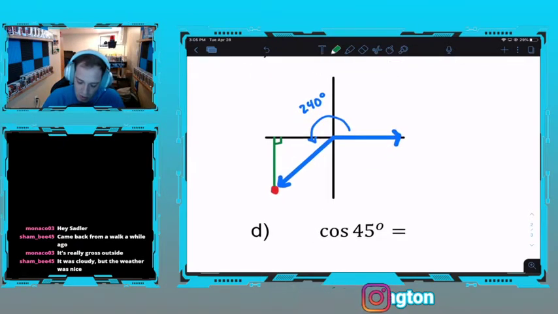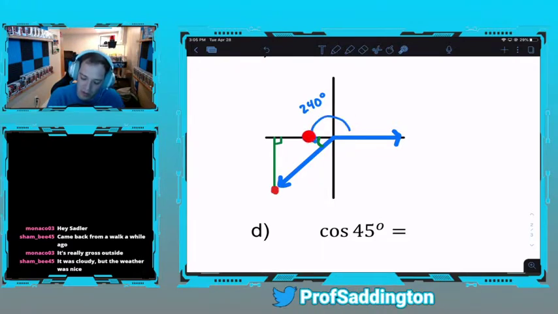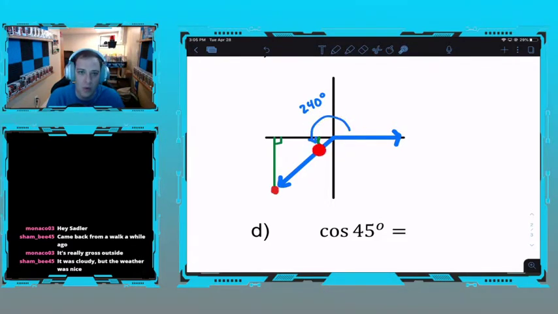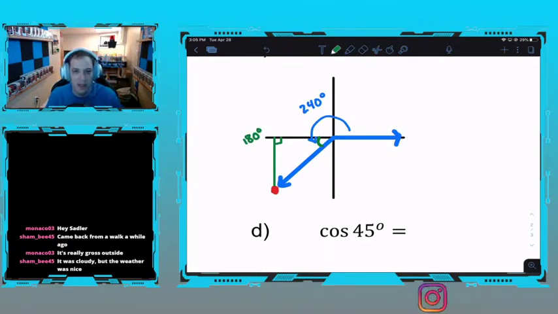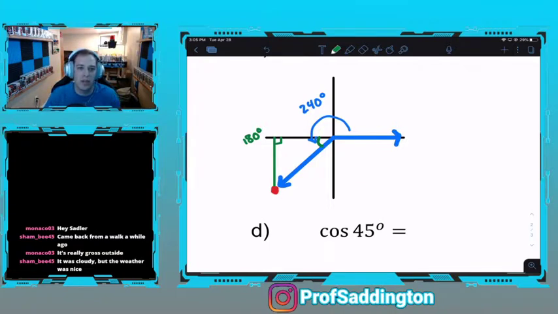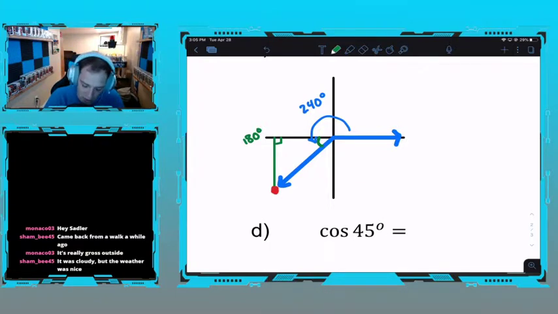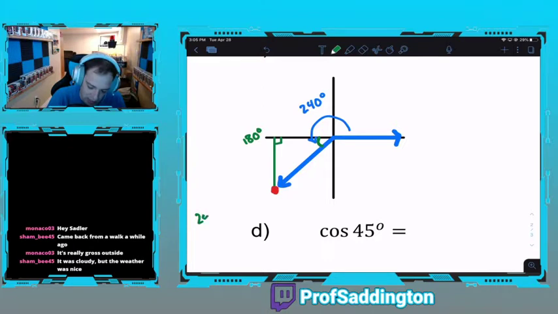Now, in order to figure out this right triangle, we have to figure out what the angle is on the inside here. Since it's 240 degrees all the way around, we just have to find that little angle. Well, in order to find it, this is 180 degrees. So you just have to take that 240 and 180 and subtract them. So if we do 240 minus 180, you guys will get 60 degrees.